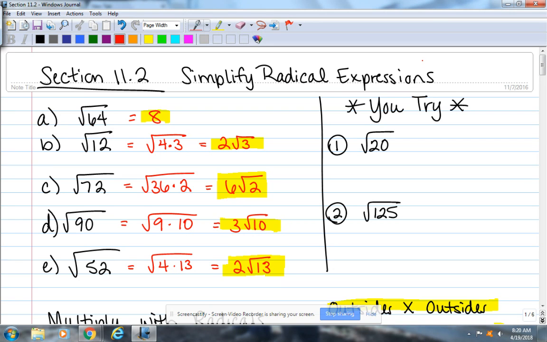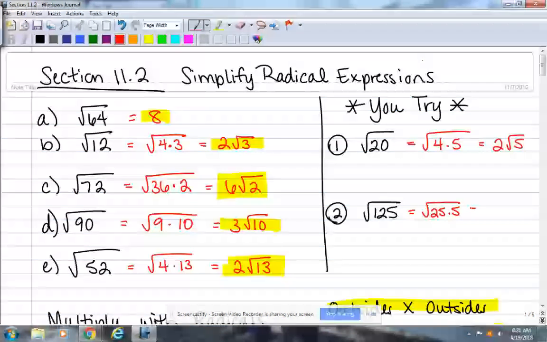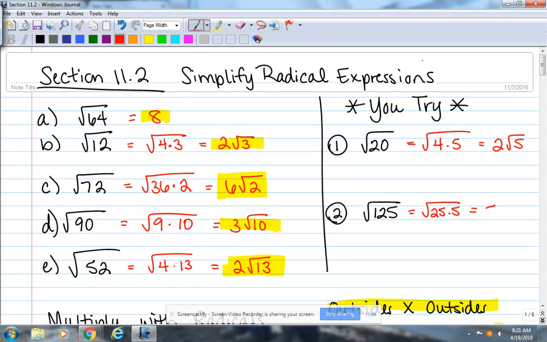All right, so what did y'all have for the largest square that went into 20? 4. So you change that to radical 4 times what? And what's the square root of 4? So did you get 2 radical 5? Raise your hand if you got 2 radical 5. Any questions? All right, so 125. What's the largest square that goes into 125? 25 times what? And what's the square root of 25? So what'd you get for your answer? 5 radical 5. So raise your hand if you got 5 radical 5. Any questions?